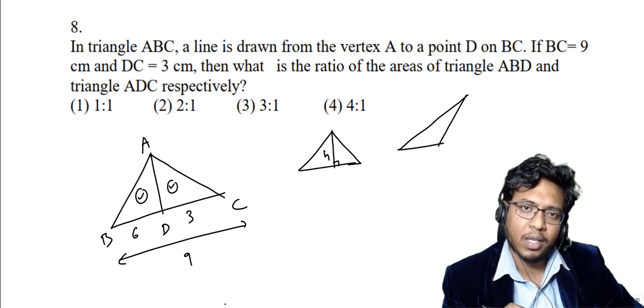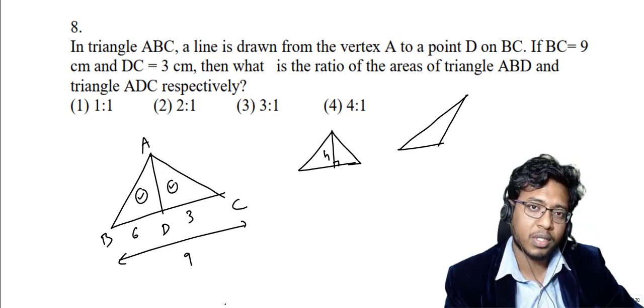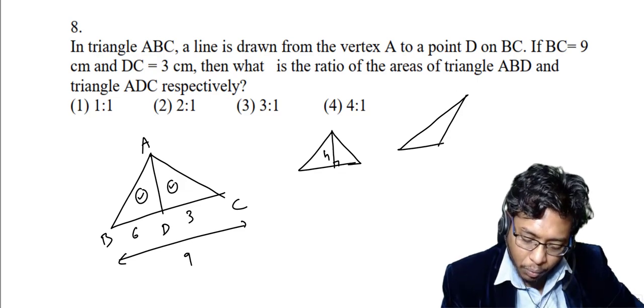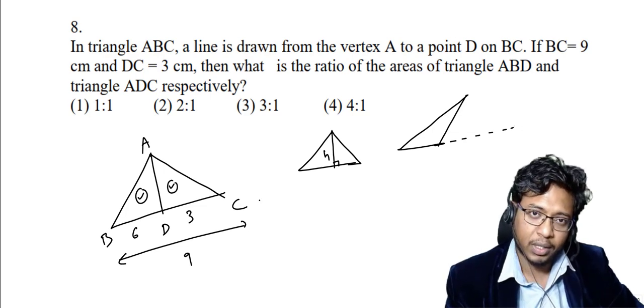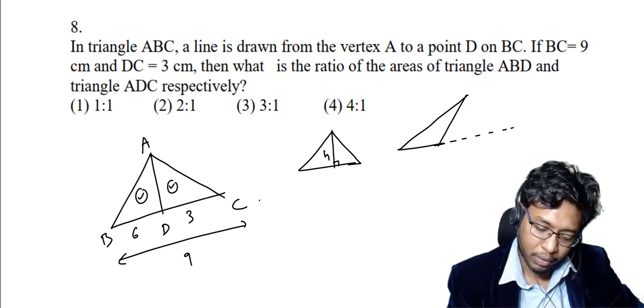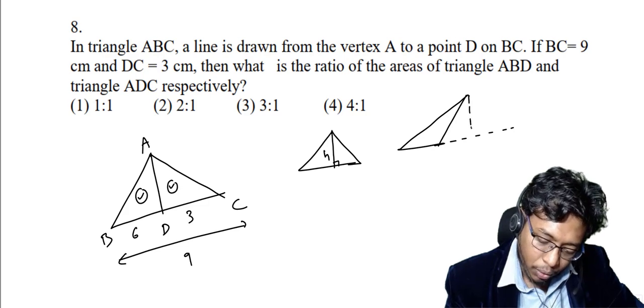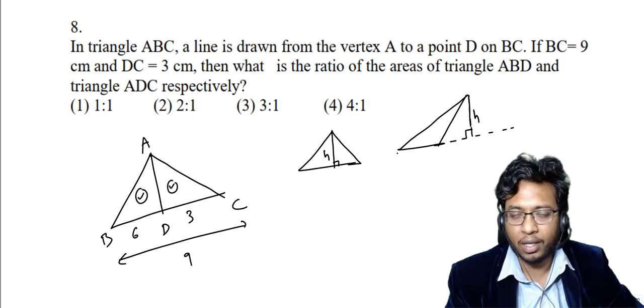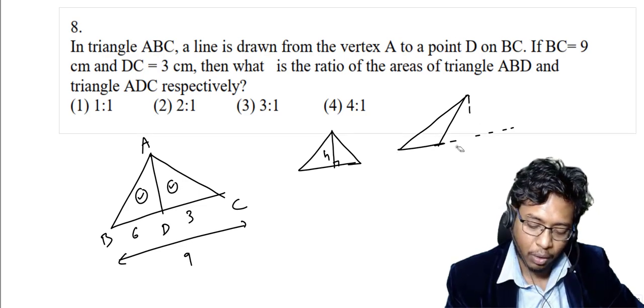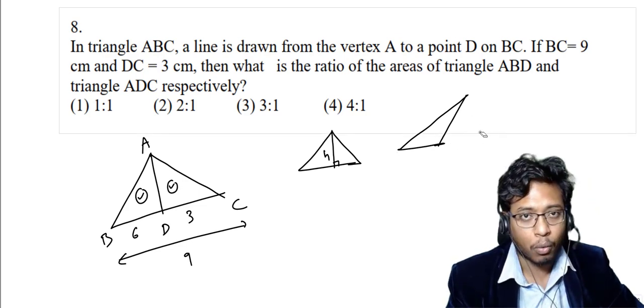What about an obtuse angle triangle? For an obtuse angle triangle, the height will always be outside the triangle. I mean to say, you have to extend the base like this, okay? Then from the third vertex, drop a perpendicular onto this extended base, and this will be the height of this triangle. Understand? So this will be the height. Always in an obtuse angle triangle, the height will be outside the triangle.